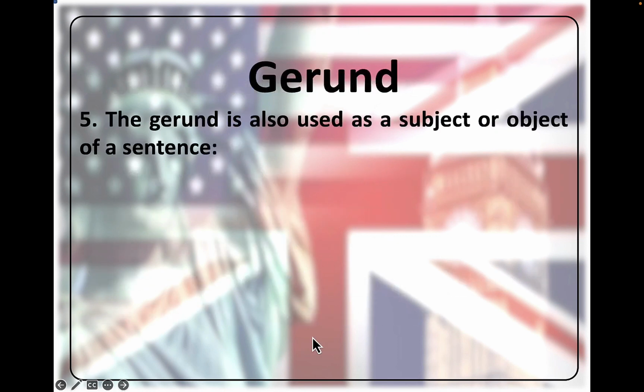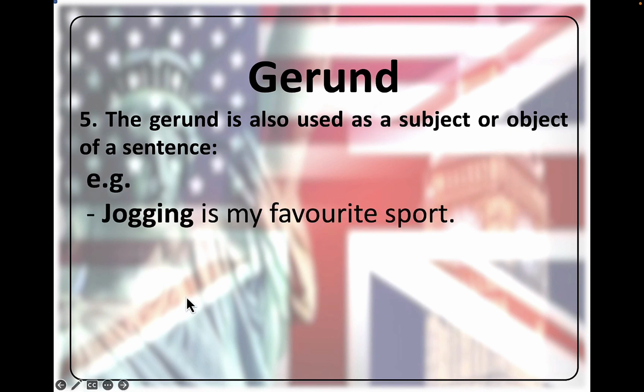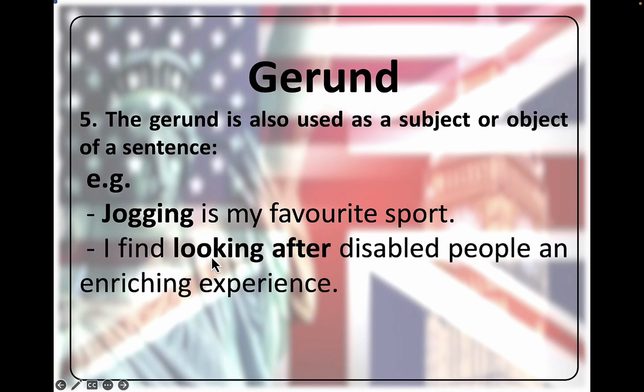Number 5. The gerund is also used as a subject or object of a sentence, and this is what we've seen before. Gerund as a subject. Example: Jogging is my favorite sport. So jogging here is a gerund. It's the subject of a sentence. Why? Because it's at the beginning of a sentence and before the verb, which is verb to be here, is. I find looking after disabled people an enriching experience. So looking after here is a gerund and it's an object of a sentence. Why? Because we can find it after the verb find here.